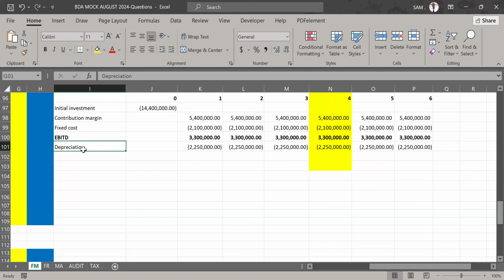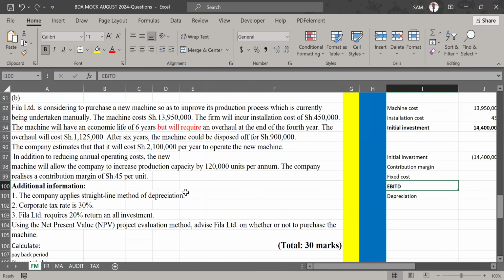And before we charge tax, remember, I asked you last time, do we have an element of interest? Do we have finance cost in this question? The examiner did not tell us the source of the 13,950,000. Were we told the source? We were not told. We were just told that the machine will cost 13,950,000 and the firm will incur that cost to install it. The examiner did not tell us if this company, Fila Limited, secured any financing for this machine they intend to bring on board. How they intend to finance it, we were not told.